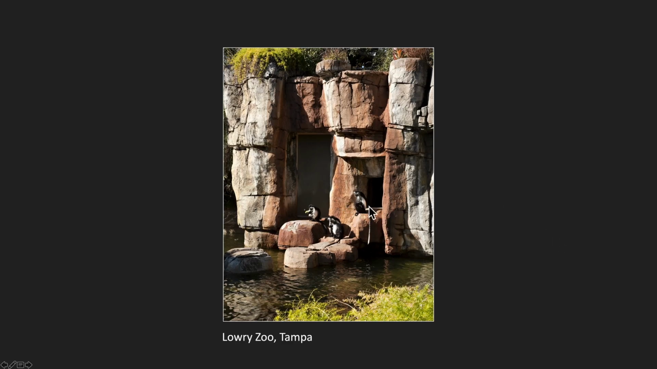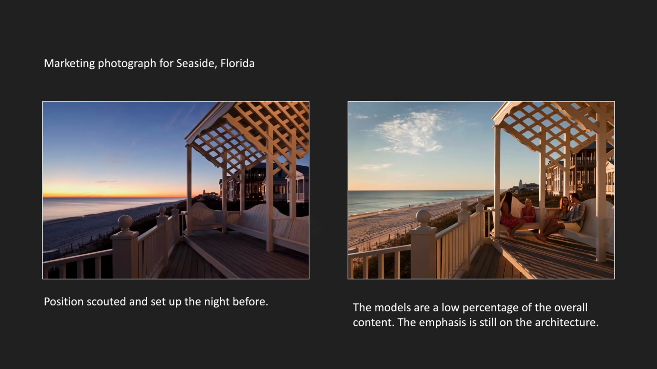Here are my guys here at the Lowry Zoo, and they jump around a lot, so you really have to have this set up ahead of time, and then you wait for them to kind of get in their position. So I have one guy here, one guy here, one guy here, snap, and I've got it. In about 2 seconds, they're all over the place.